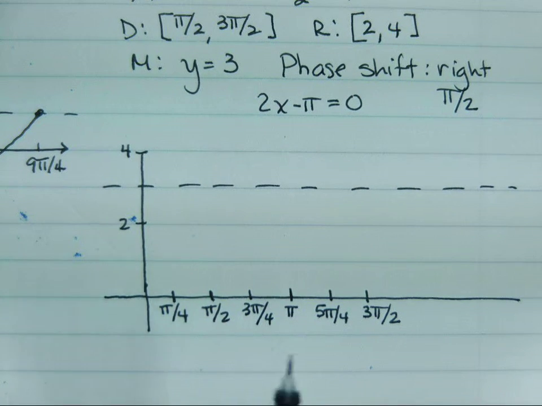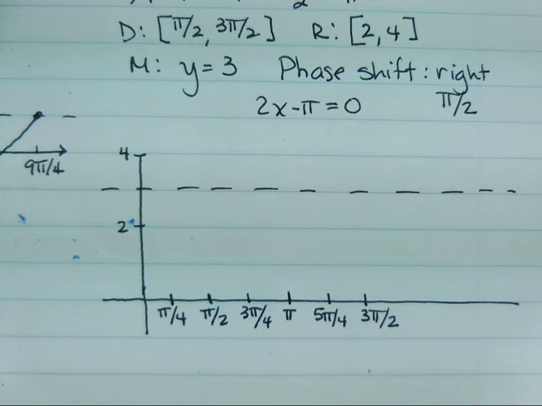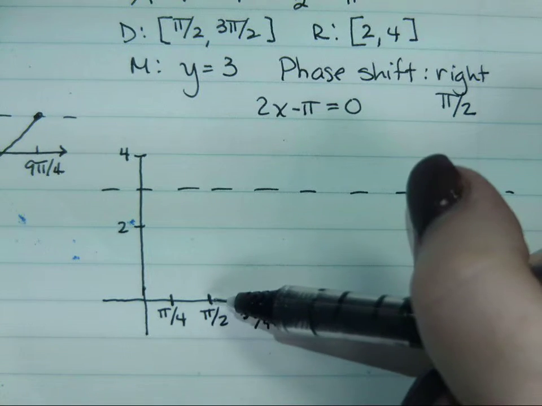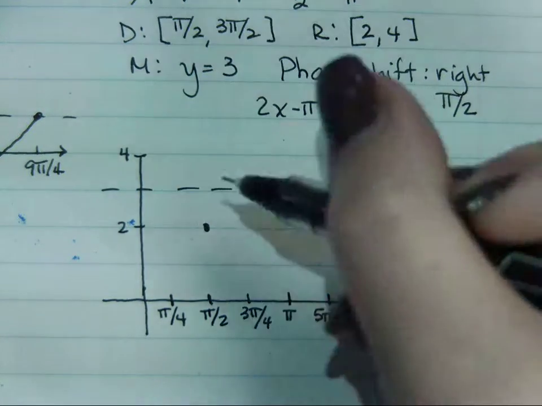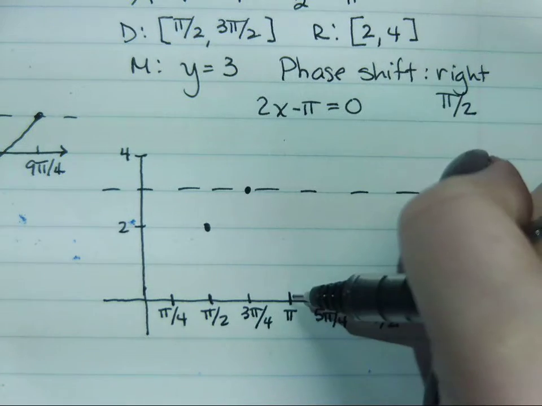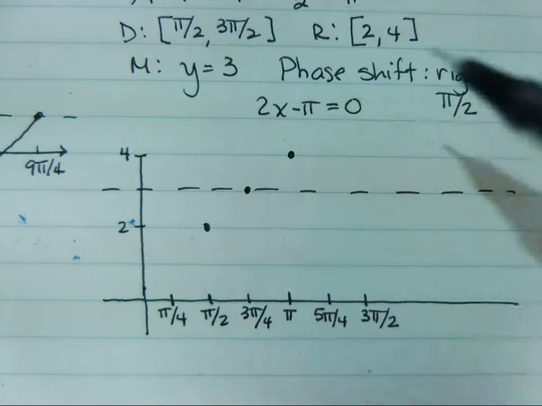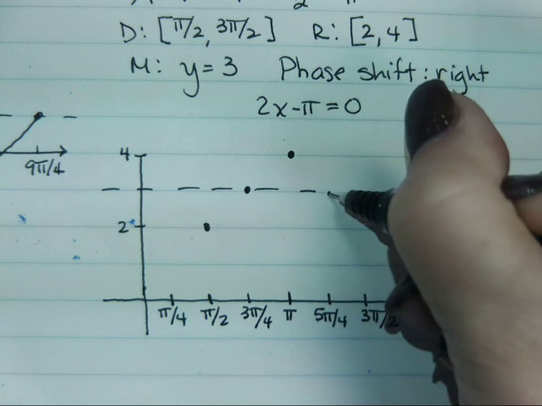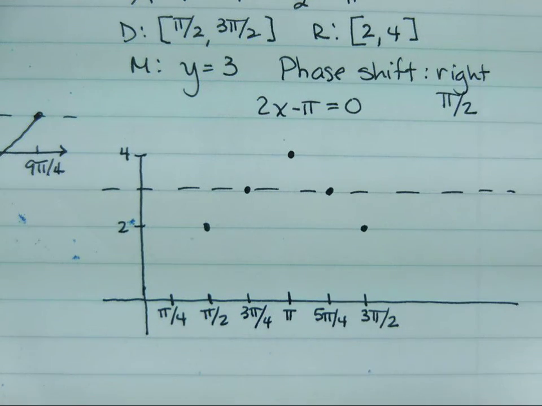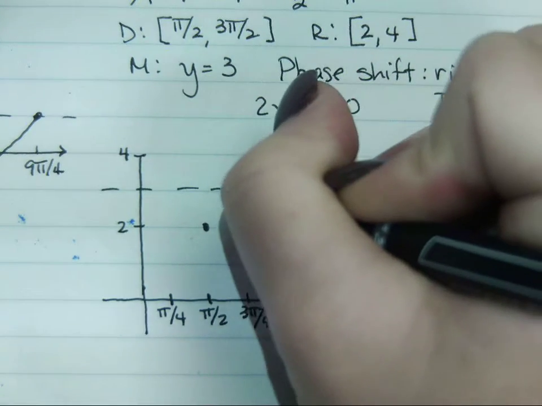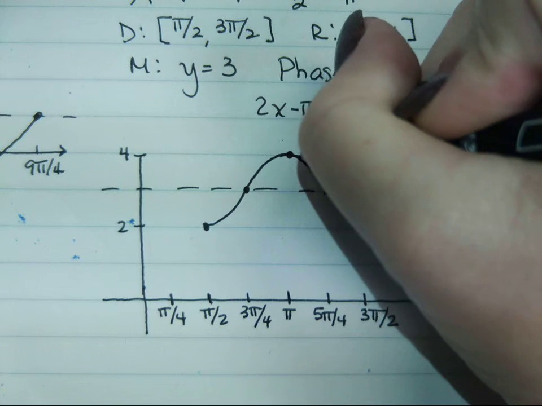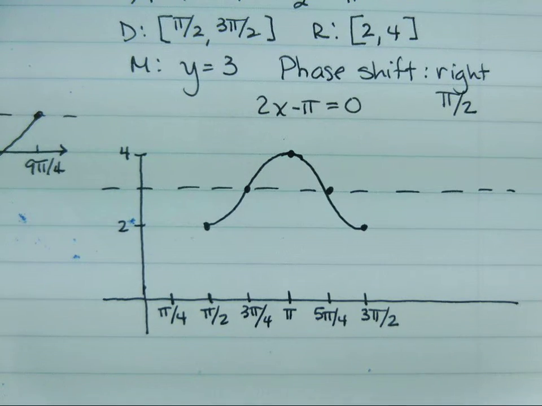And so every time I have something that is a pi over 4 that could be simplified, I did that with my pi over 2s, which is also on my chart. So again, let's plot these points. At pi over 2, I'm here at 2. At 3 pi over 4, I hit 3. At pi, I hit 4. At 5 pi over 4, I'm back down. And at 3 pi over 2, I'm back down again. Remember that I know that looks like a V shape, but it's not. You want to try to connect it as best you can.